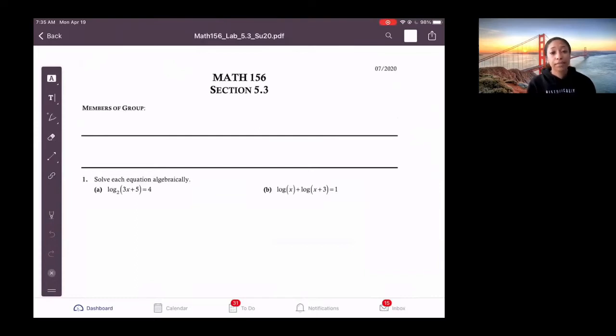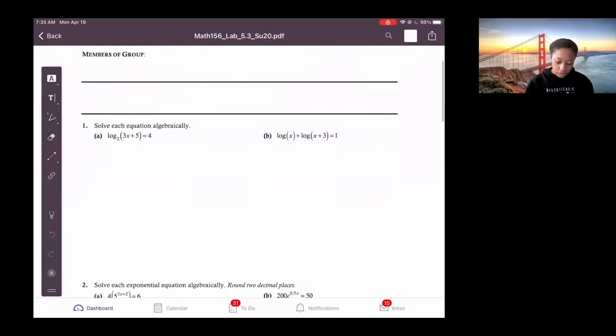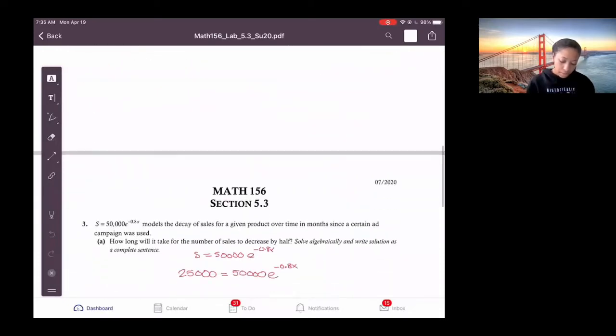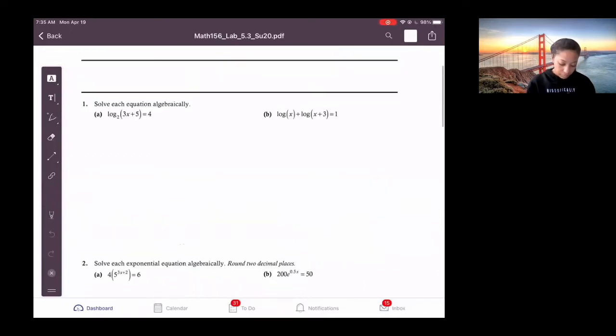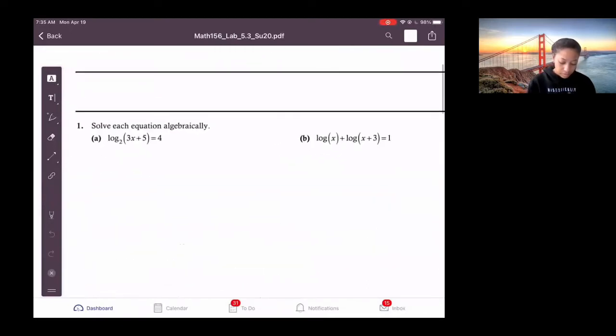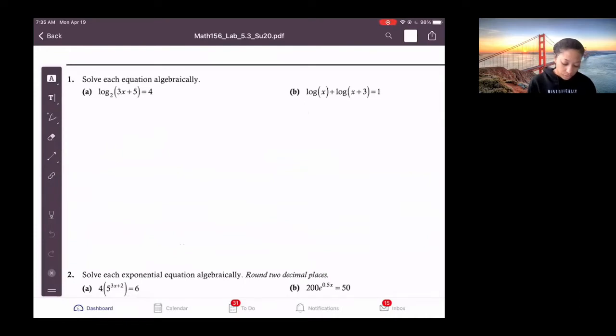Here we go. On the section 5.3 lab, the first several problems are just logarithmic and exponential equations that we need to solve. And then on the back, there are a couple of word problems. So starting off with problem 1a, it says solve each equation algebraically.